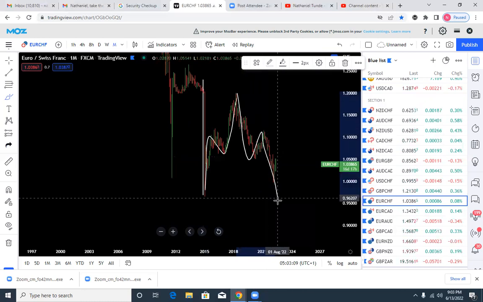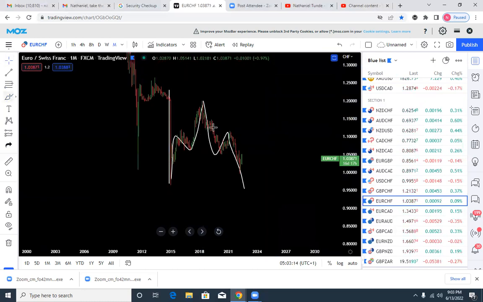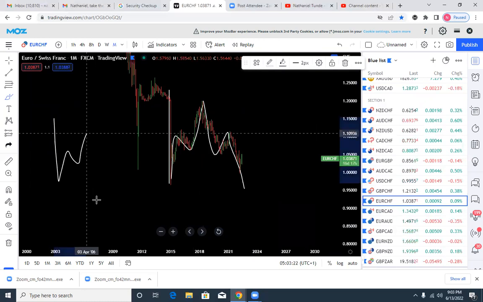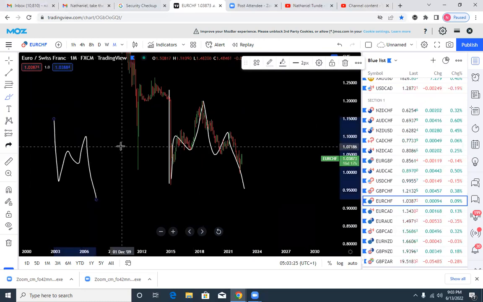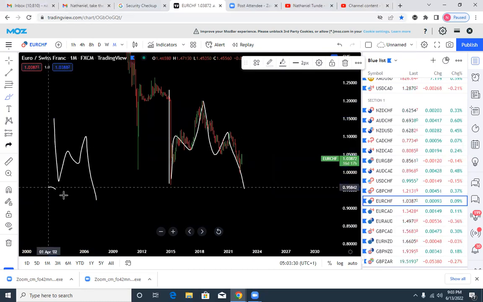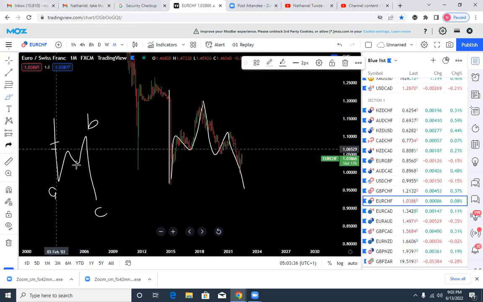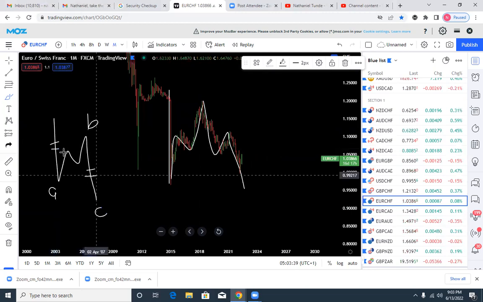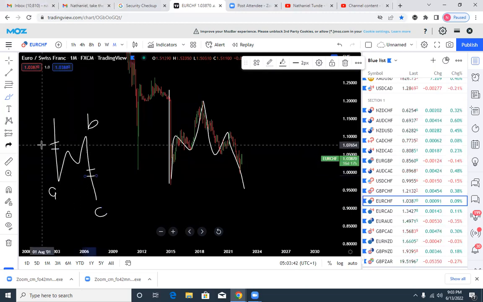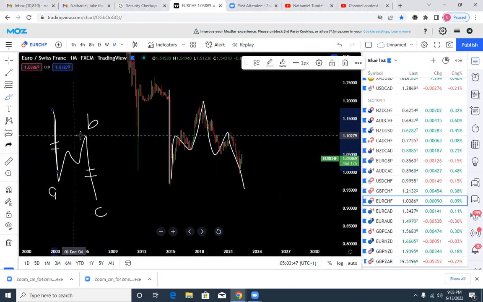We want impulse of equal legs, guys. This is a zigzag corrective structure. In a zigzag corrective structure, you have impulse, you have correction, you have another impulse. And the guideline that surrounds the formation of a zigzag corrective structure is that this wave A here is usually A, B, and C. This wave A is usually of equal legs with C, and this wave B is usually 50 to 61.8% retracement of wave A. That is the guideline, guys.